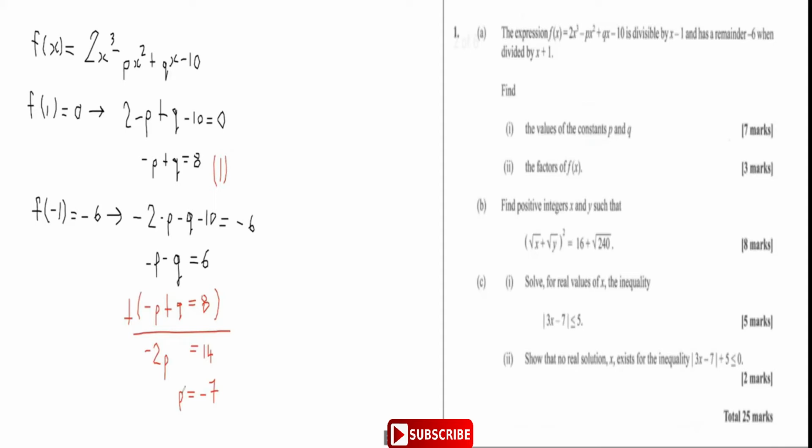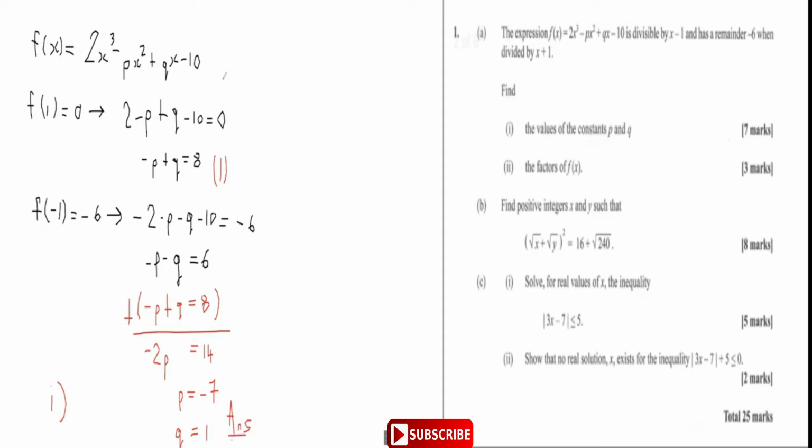Once we get p is equal to negative 7, what can we then do? We can then substitute to find q. Now if p is negative 7, look right here. Negative negative 7 is 7, plus q is 8. And so q must be 1. Q is equal to 1. So that takes care of the first part by finding the values of p and q. So that's part 1. P is negative 7 and Q is 1. Nice. That takes care of part 1.